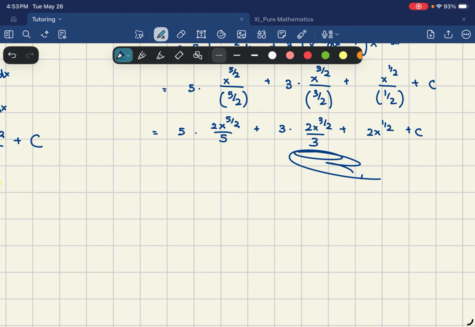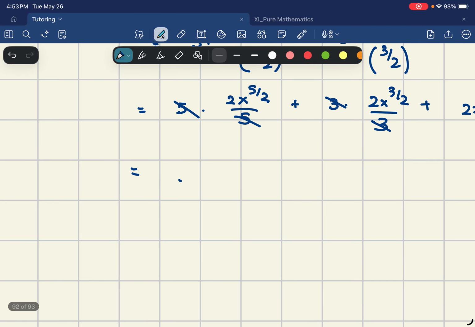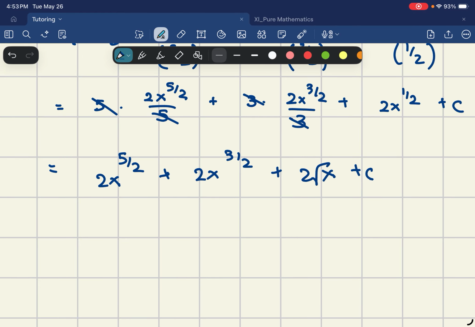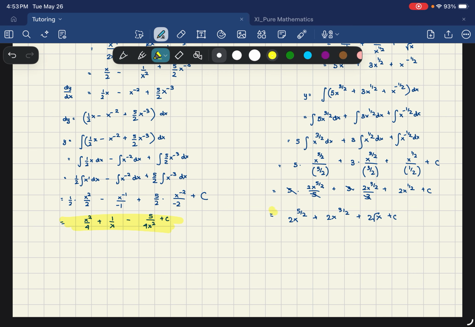All right. So now that is clear. 5 and 5, 3 and 3 are going to cancel out. So I have 2x to the power 5 over 2 plus 2x to the power 3 over 2 plus 2x to the power 1 over 2 plus c. And that is the solution. All right, so that is 3f. And you can write this as square root of x plus c. And we are done.